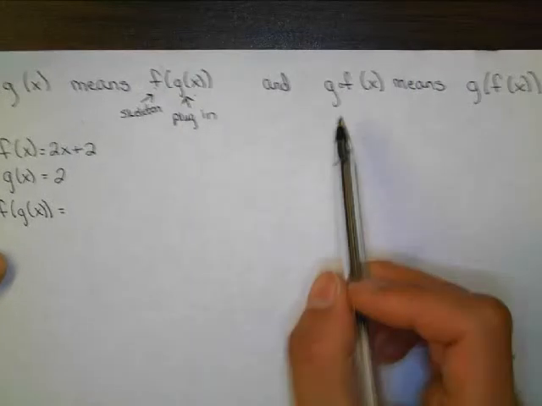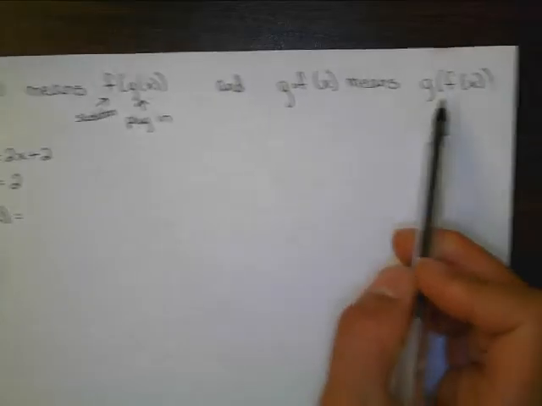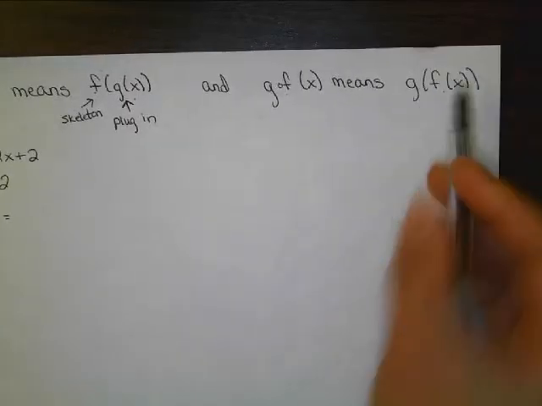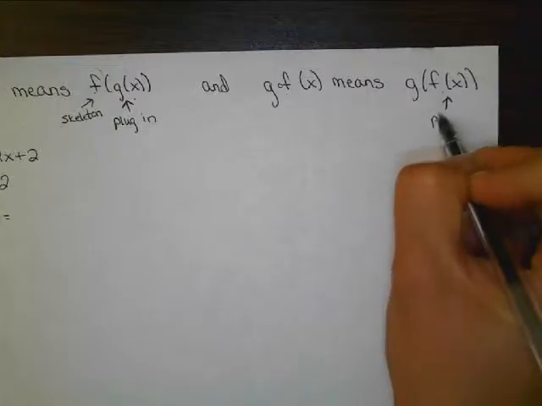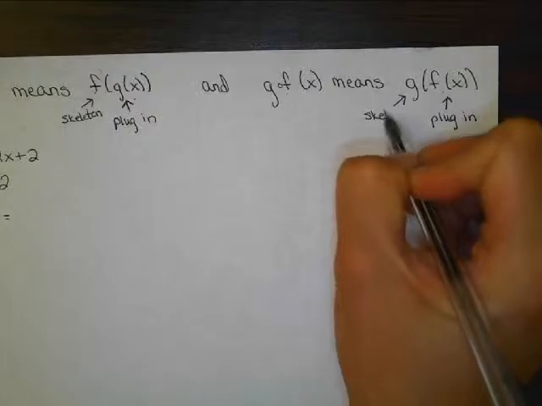And then of course you have g with the open dot of f, which just means that in this case you're plugging f into g. So for this one, again, this is what you're plugging in, and this is your skeleton.